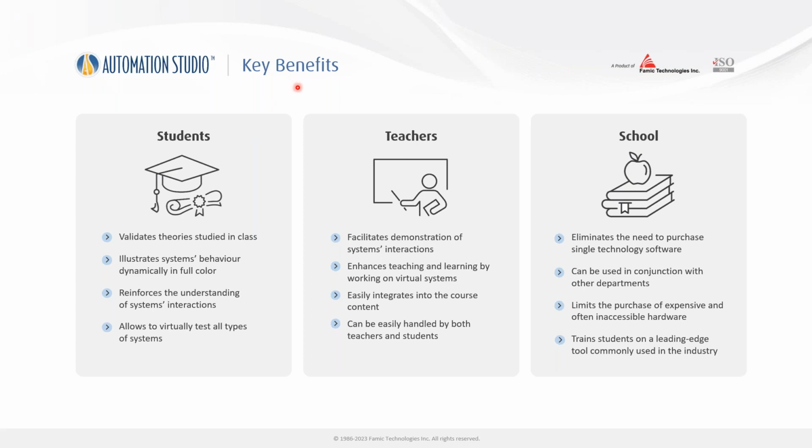What are the key benefits of Automation Studio for students, teachers, and schools? For students, it validates theory studied in class. It illustrates system behavior dynamically in full color. It facilitates demonstration of system interaction. With the help of the software, teachers can make their sessions interactive. They can enhance teaching and learning by working on virtual systems, and there is no need to purchase a single technology software as it is a multi-technology software. You can use more than one technology on a single platform in conjunction with other departments.